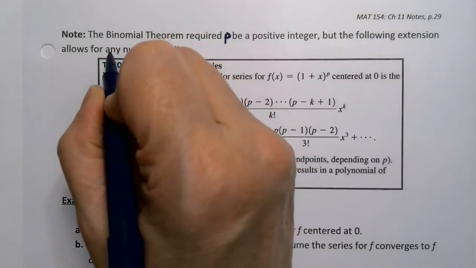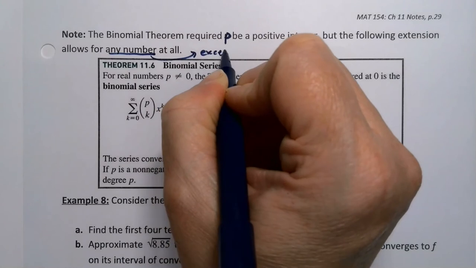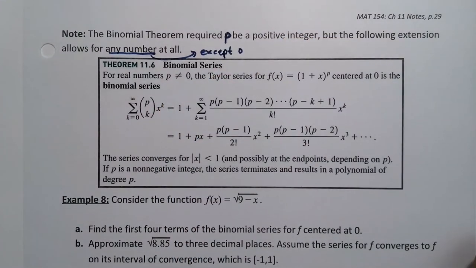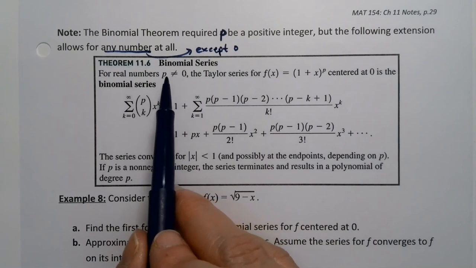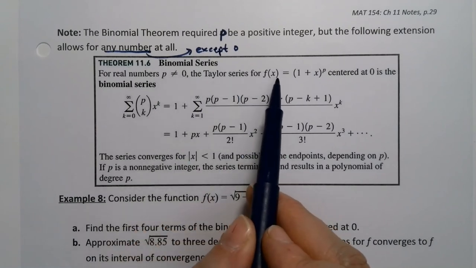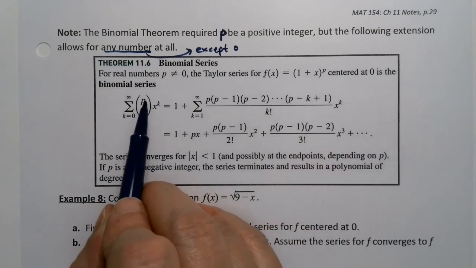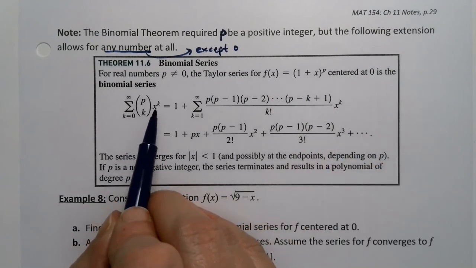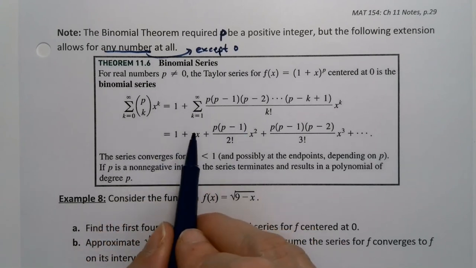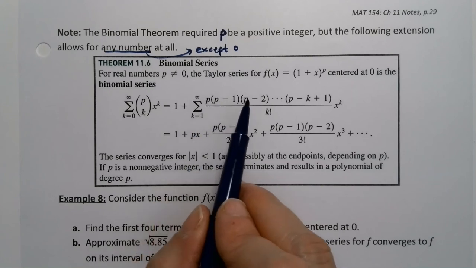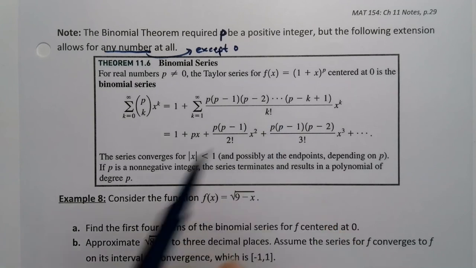Of course, the only exception to that is 0, although you wouldn't need this theorem for 0 anyway. All right, so for any real number power p not equal to 0, the Taylor series for that function would be equal to the sum of p choose k, x to the k, which would be 1 plus, and you can see how it works, right? So you take p times p minus 1 times p minus 2 all the way down to p minus k plus 1, and then you multiply by x to the k over k factorial.